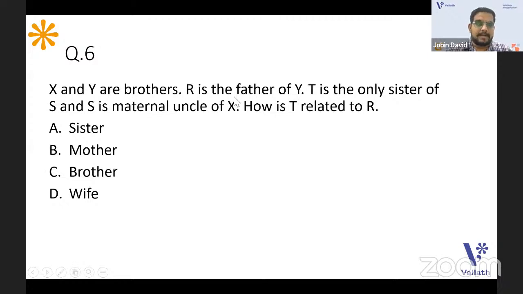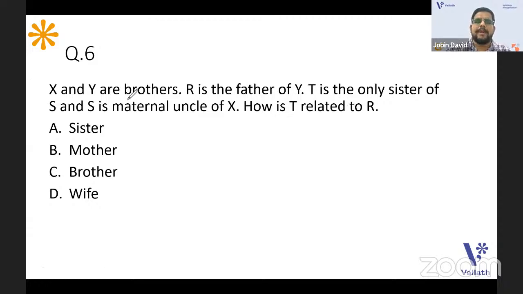A question from blood relation. When you have a blood relation question, you should draw the family tree. X and Y are brothers. R is the father of Y. T is the only sister of S and S is the maternal uncle of X. How is T related to R?